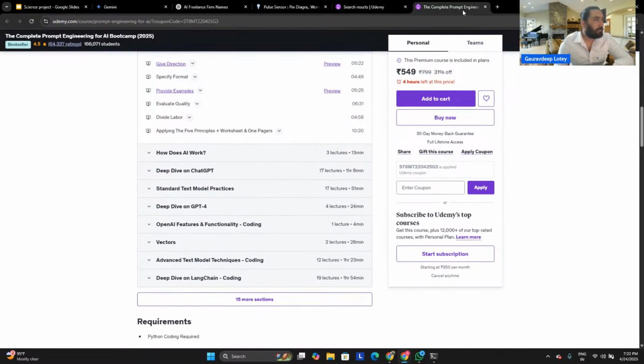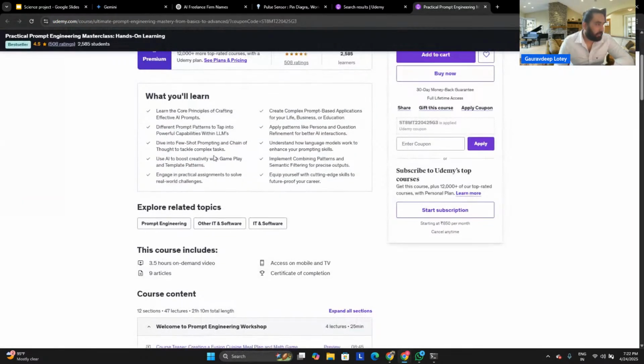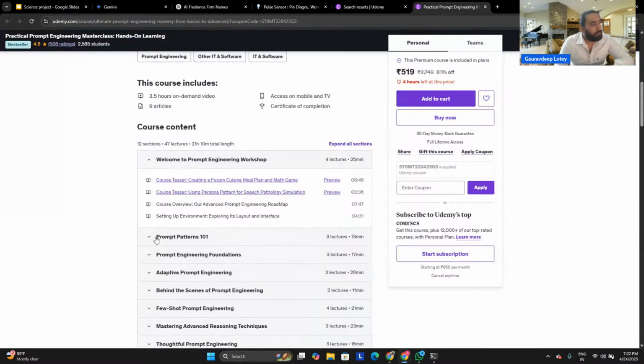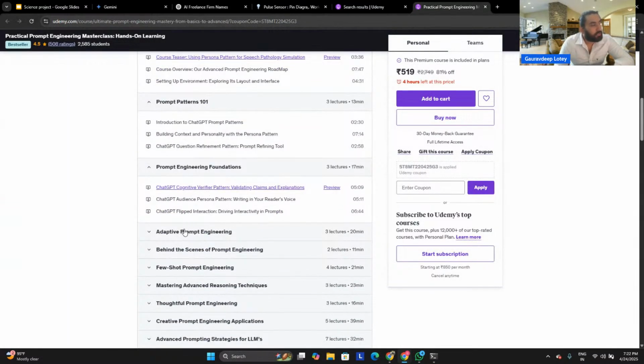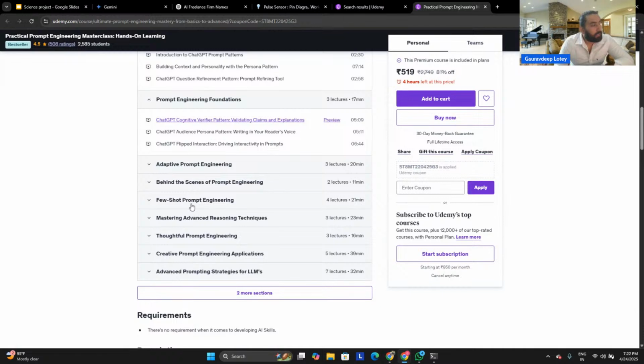This is a little bit different course though: practical prompt engineering masterclass. If we look over here, we will realize that there is an introduction to GPT prompts, prompt engineering foundation, adaptive prompting, and then some advanced techniques like few shot and chain of thought. In fact, these are restricted. We will talk about more than what this course does. This course is only talking about few shot and thoughtful prompting.